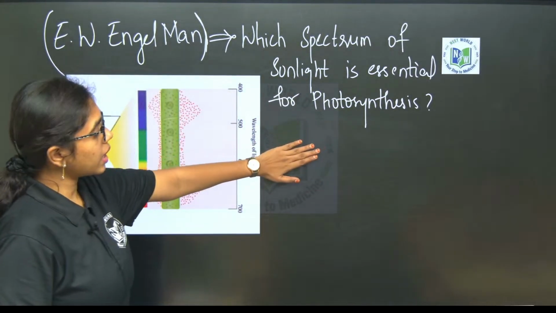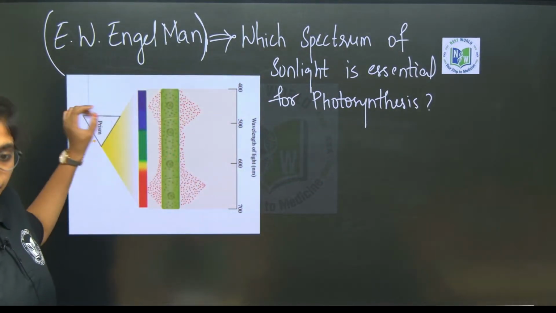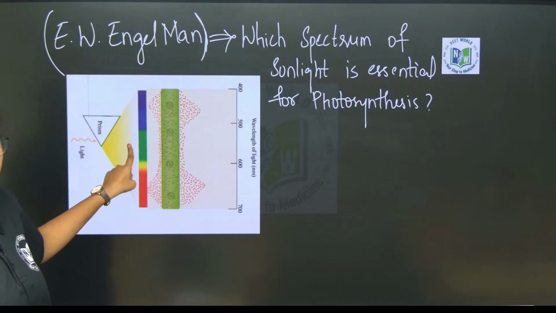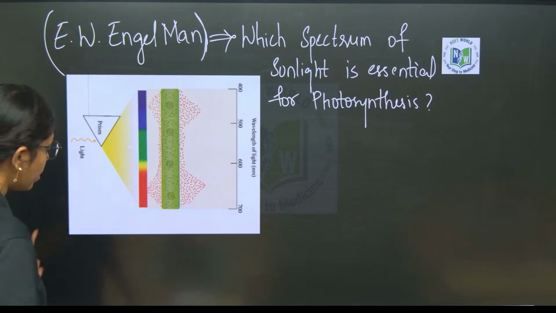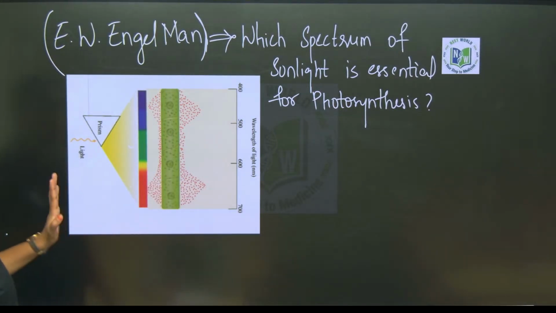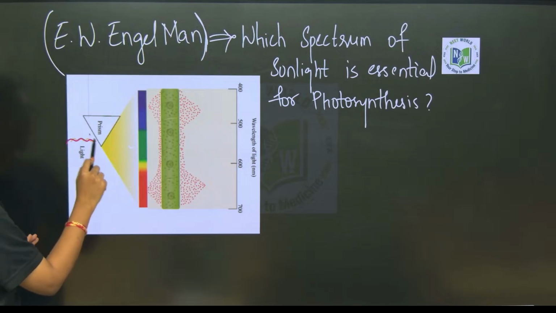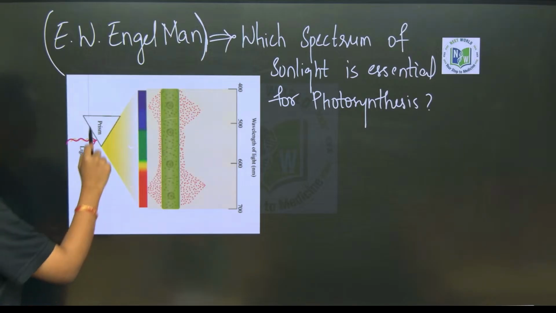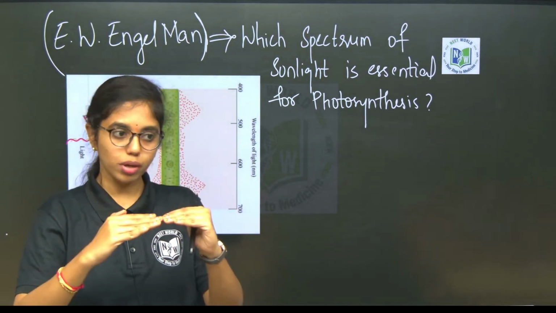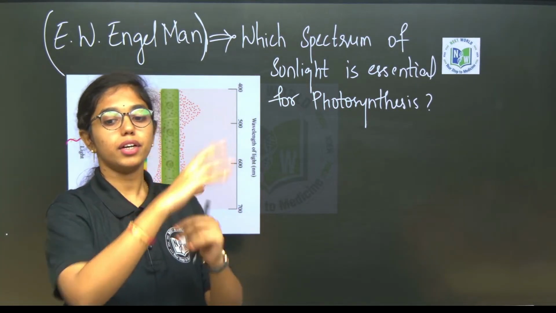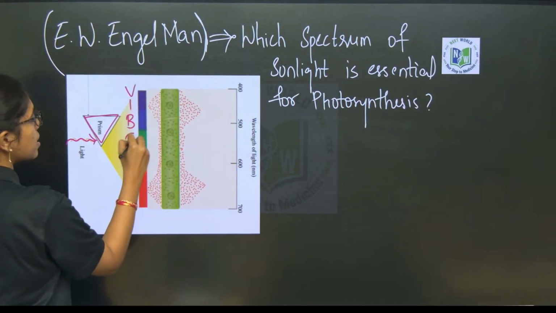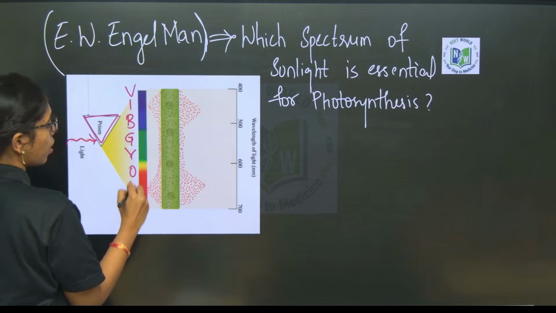So, he conducted one nice experiment. In quite a few of your NEET previous year questions, one or two times this question has appeared. So, listen to this carefully. Drop your pens, listen with attention. So, what did he do, ma'am? He exposed unilateral sunlight to a prism. When unilateral sunlight is exposed to a prism, the light gets scattered into VIBGYOR like this.